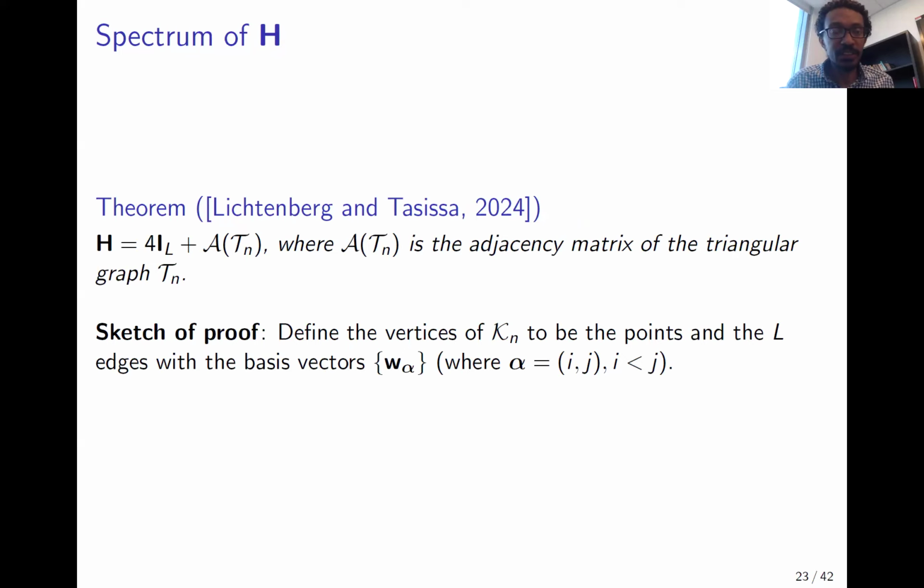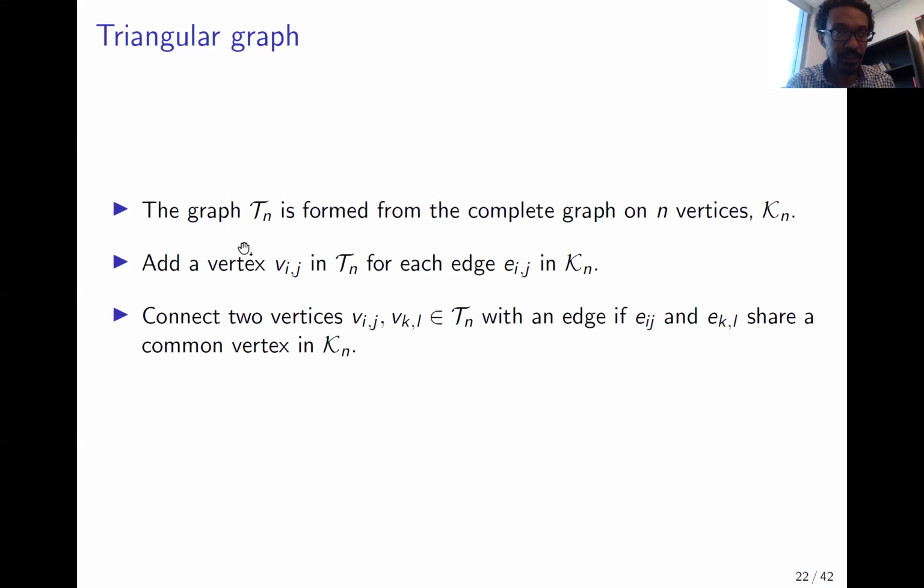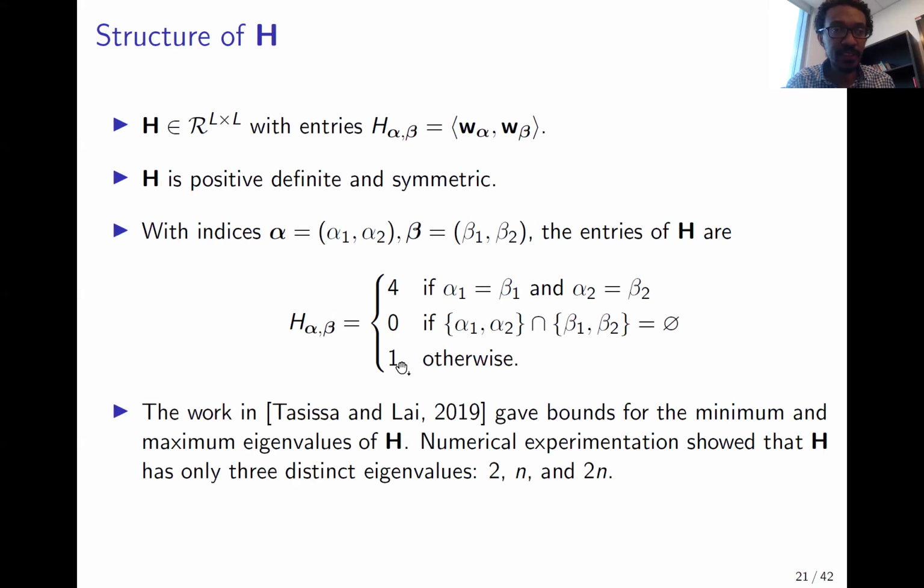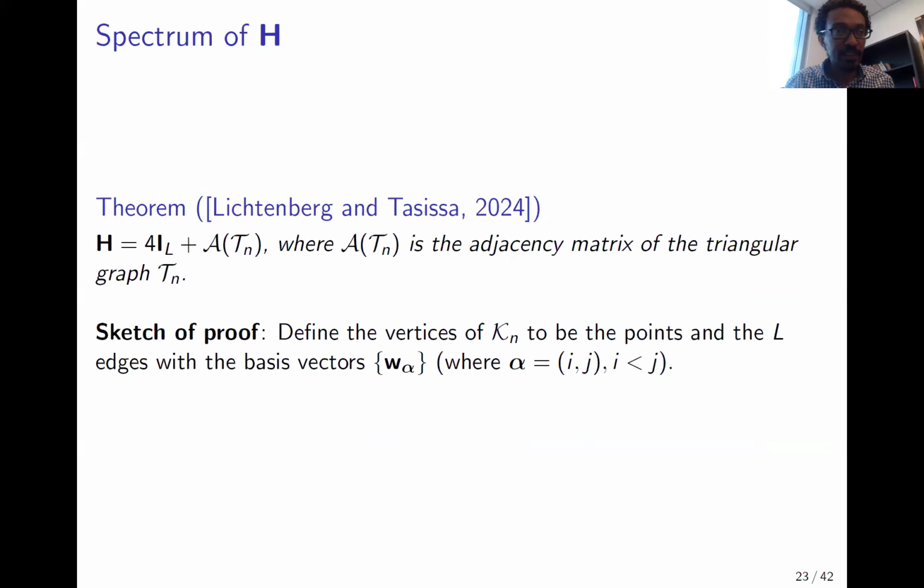Now, here is the nice thing. As I said earlier, this matrix H has a 4 on the diagonal, so we can take that part out. We can take 4 times identity. And the remaining part, as we noted earlier, is either a 0 or a 1 once we remove the identity part, right? And that is nothing but the adjacency matrix of a particular triangular graph.